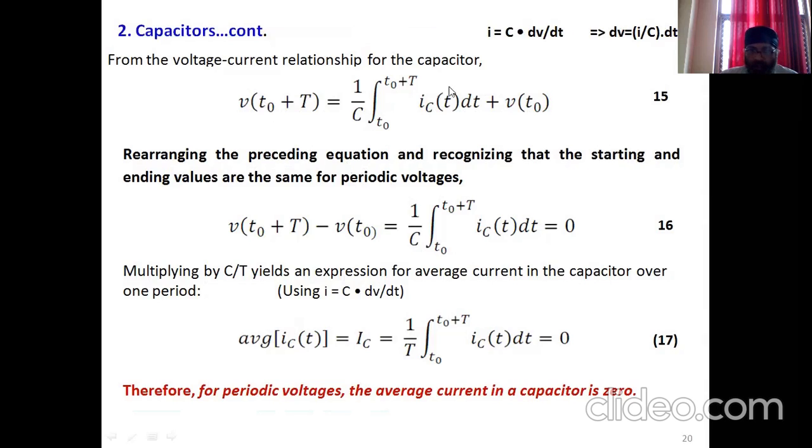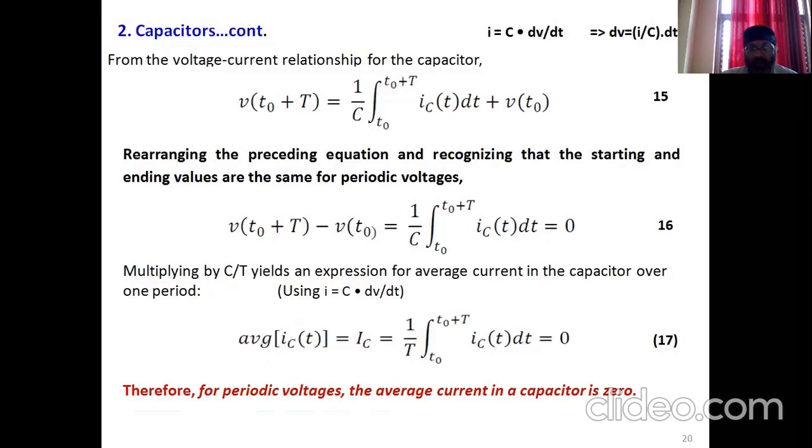Okay, so this equation we already know from here and from here. Rearranging this, final value minus the initial value, we get this, equating it to 0 because the net value is 0, and then multiplying it by C by T, we get the average value of current. So the average value of current in a capacitor is 0.